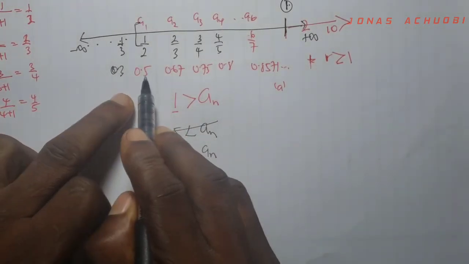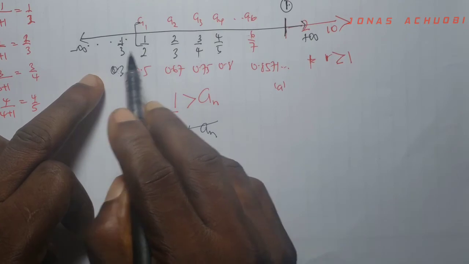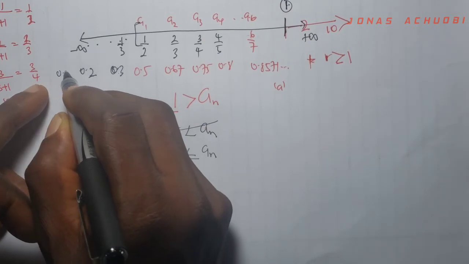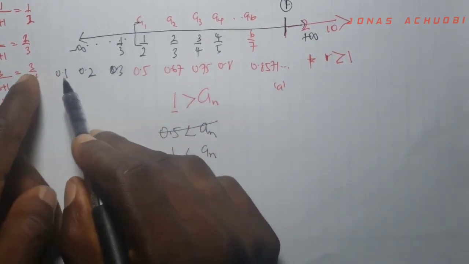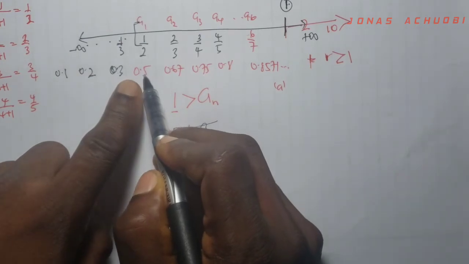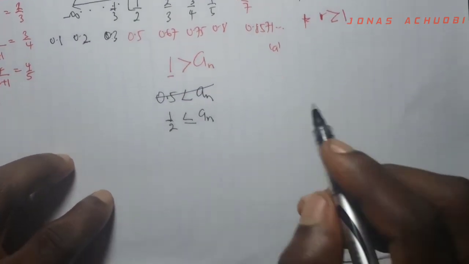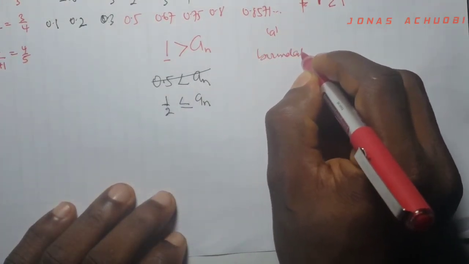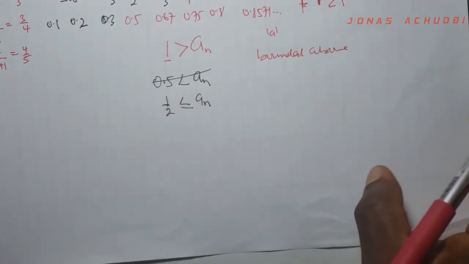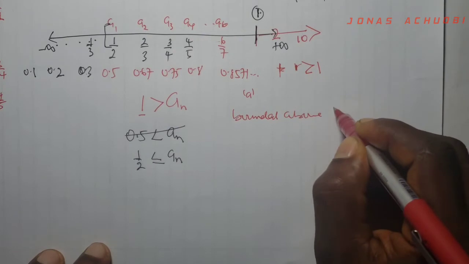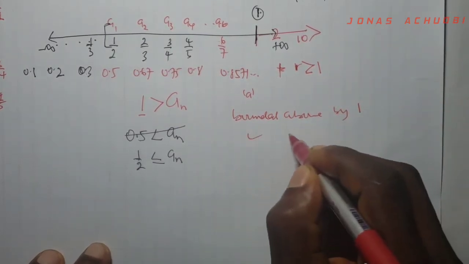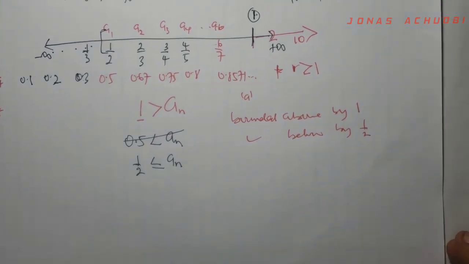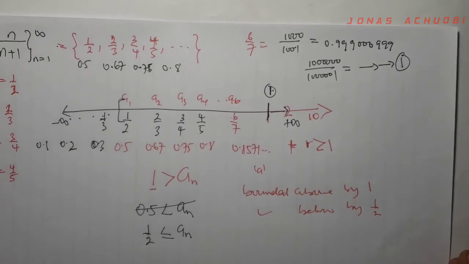0.3 is clearly less than 0.5. So 0.3, which is 1 over 3, is also a lower bound for my sequence. 0.2 is a lower bound for the sequence. 0.1 is a lower bound. So every other real number that is smaller than or equal to 0.5 is also a lower bound for my sequence. So this sequence is a beautiful sequence because it is bounded above by 1, and bounded below by what? 1 over 2. Beautiful.